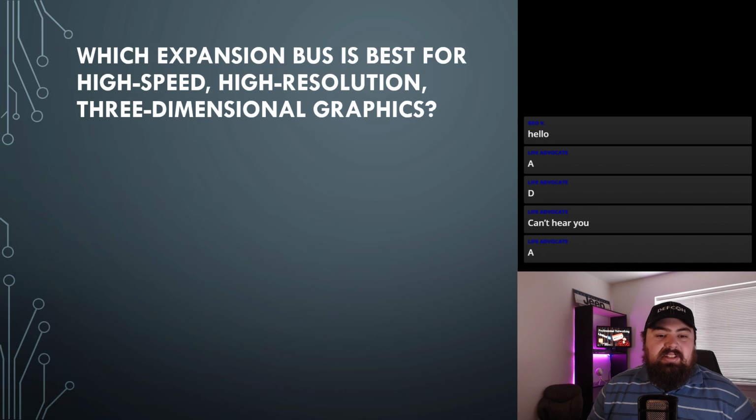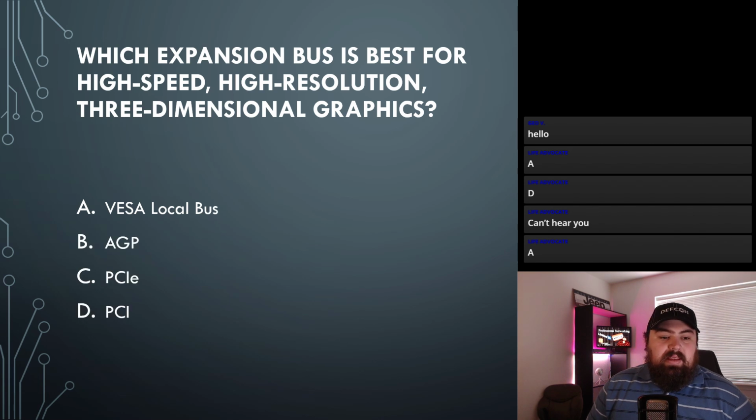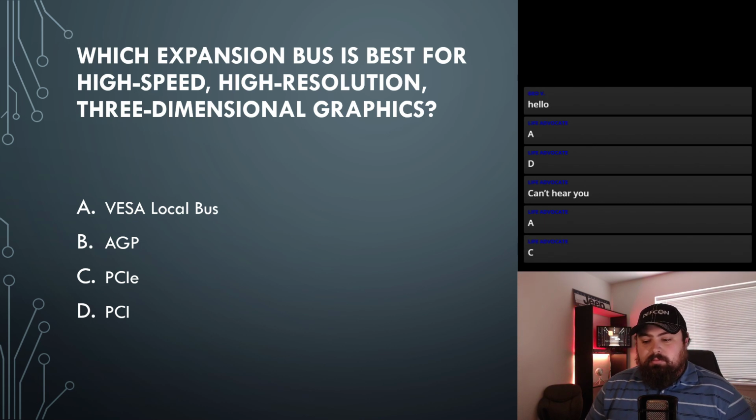So, which expansion bus is best suited for high-speed, high-resolution, three-dimensional graphics? A. VESA local bus. B. AGP. C. PCIe. Or D. just regular PCI. We just talked about some of these in the last question. High speed, high resolution, three-dimensional graphics. All things that are going to be covered on your CompTIA A+ exam. If you think you know the answer, feel free to drop it in the chat.